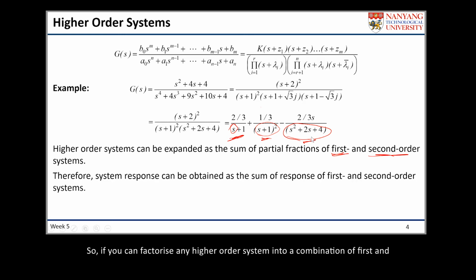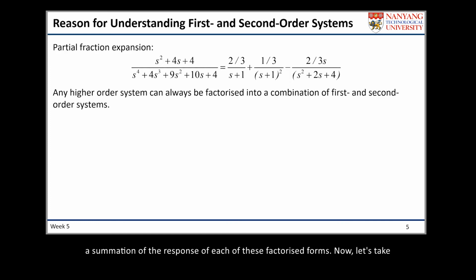Okay, so if you can factorize any higher order system into a combination of first and second order systems, the system response, if you want to evaluate it, will also be a summation of the response of each of these factorized forms. Now let's take a look again at the transfer function that we just evaluated. This is the transfer function that we have, and after we partial fraction expand it, it becomes like this. It's a combination of first order and second order systems.